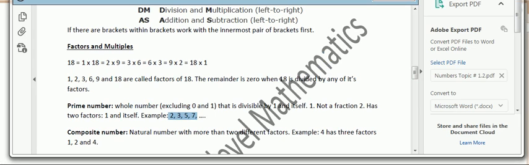Now what do we mean by prime factors of 7056? Well, factors are simply the products which when you multiply all the factors you get the original number. For example, factors of 18. 1 into 18 is 18, 2 into 9 is 18, 3 into 6 is 18, 6 into 3 is 18, 9 into 2 is 18, 18 into 1 is 18. So 1, 2, 3, 6, 9 and 18 are called factors of 18. The remainder is 0 when 18 is divided by any of its factors.